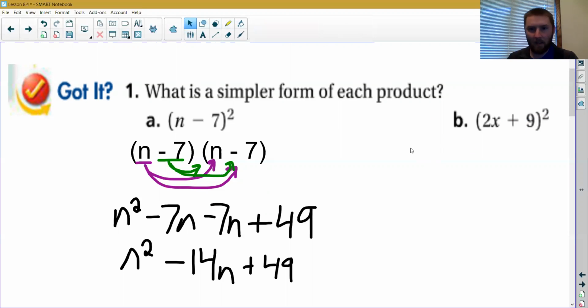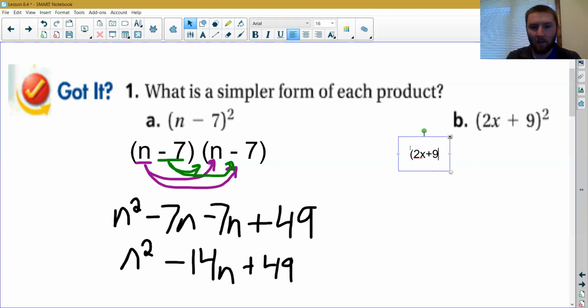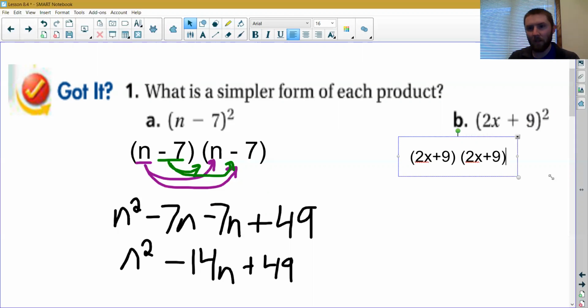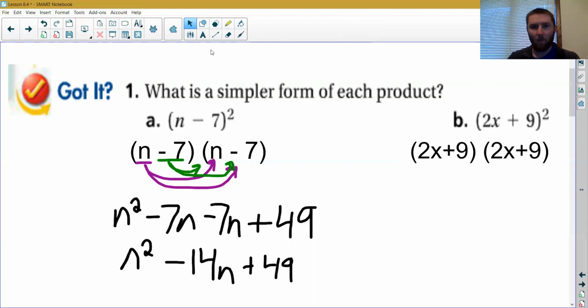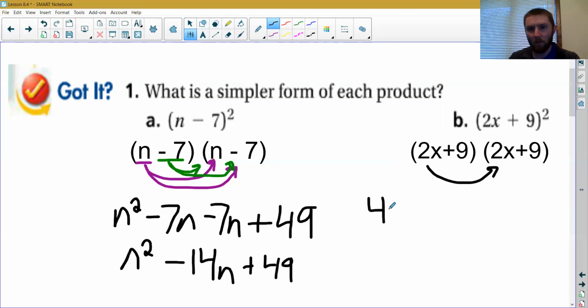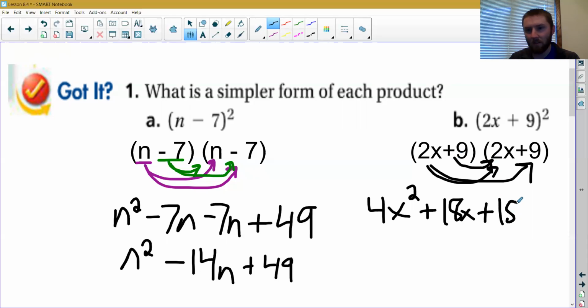We need to treat that as if it were saying 2x plus 9 times another 2x plus 9. Okay, and then again, this is a double distributive property where I'm going to do 2x times 2x, which is going to give me 4 times x squared. This is going back to, like I said, our first video from section 8.3. 2x times a positive 9 is going to be plus 18x. Then in the middle here, I have 9 being distributed to the 2x. That's another plus 18x. And then my last two pieces are 9 times 9, and that gives me plus 81.